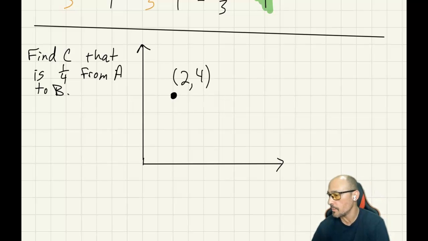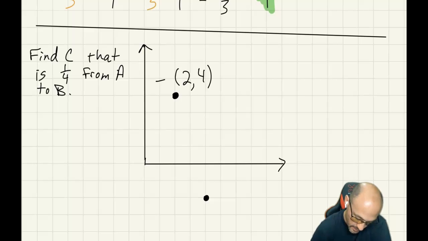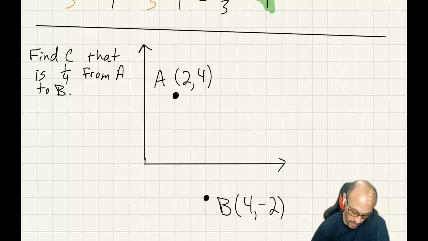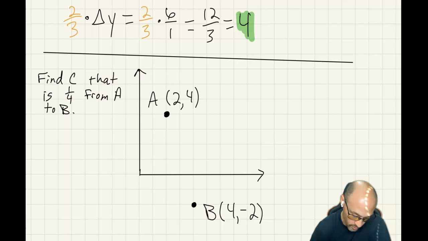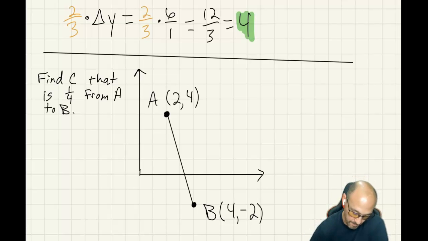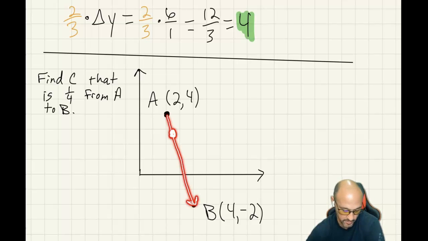And B is going to be our point 4, -2, right there. So I'm going to say A, and B is 4, -2. All right. So in this situation, we're looking for ultimately this point, or that along that line, 1/4 of the way between A and B. So it's going to be about right there, somewhere like that. I don't know exactly, but somewhere like that.